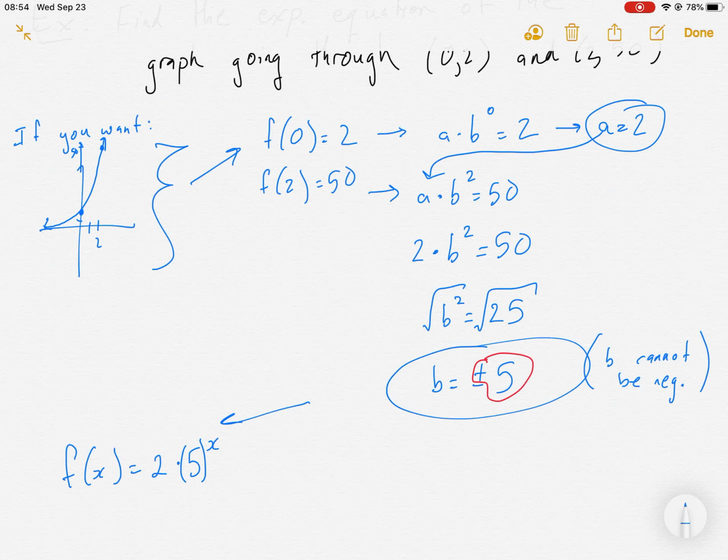So let's go ahead and end there. You can now do the two objectives outlined in the start. You can create a graph based on the equation, and you can also find the equation if you're given a graph.